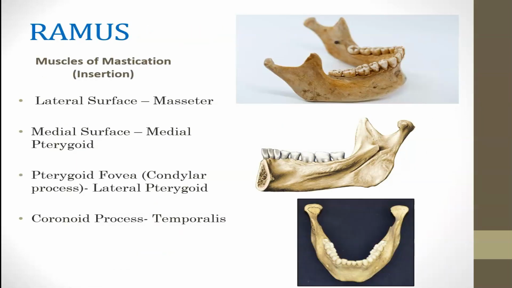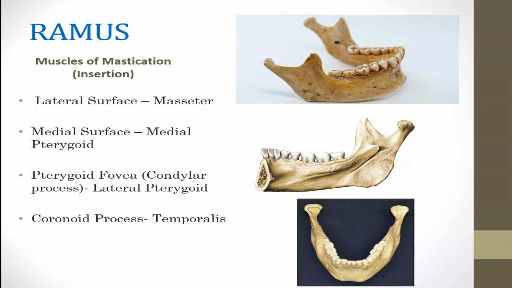In the ramus of the mandible, the muscles attached are mainly the muscles which move the mandible in the temporomandibular joint. It is none other than the muscles of mastication. Especially these muscles of mastication, all the muscles are inserted in the ramus of the mandible so that they can move the mandible during the movement of temporomandibular joint.